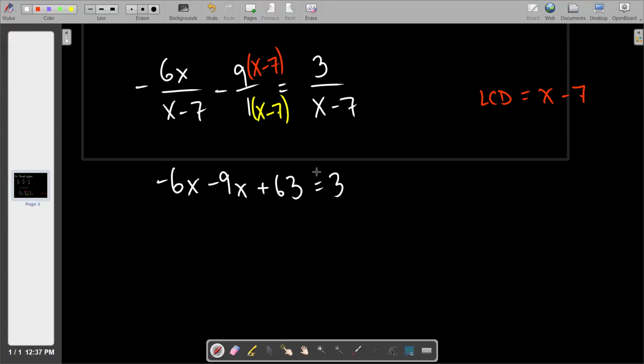I mean, that's pretty straightforward, right? Make the denominators the same and then ghost them. They're dead. And so negative 6x minus 9x is negative 15x. Subtract 63 to the other side. You get negative 60. x equals 4.